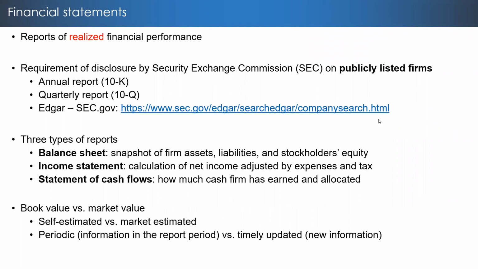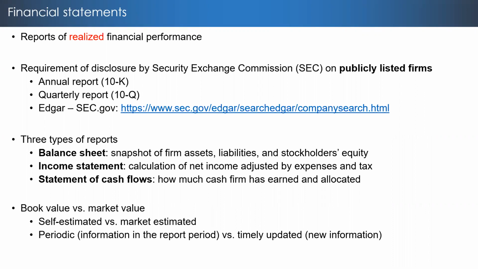Okay, so there are certain requirements by the SEC on publicly listed companies. They're required to report not only an annual report, but also quarterly reports, which are called 10-Ks and 10-Qs. This is a website that you can go to to search for any report, not only 10-K and 10-Q, but also other important reports announced or disclosed by all publicly listed companies.